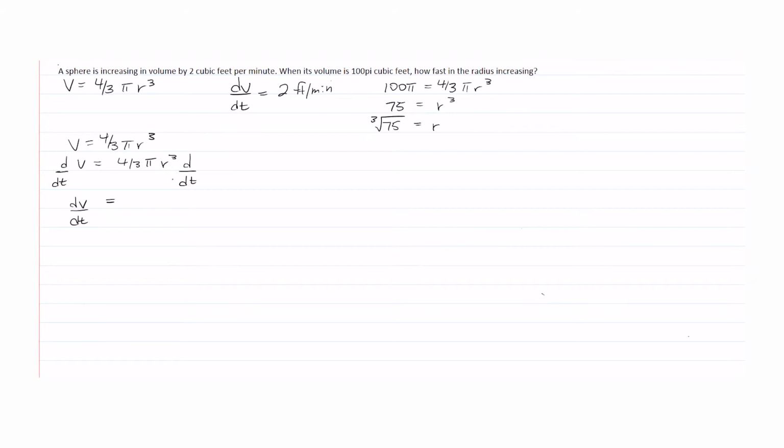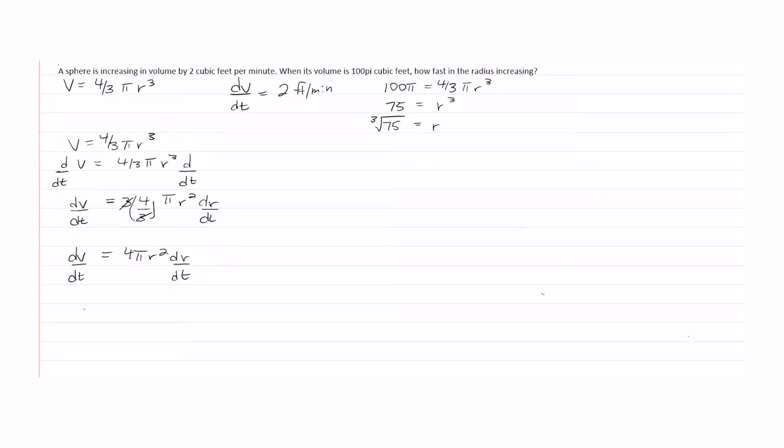So we're going to use our general power rule. We're going to pull down our 3. So we have 3 times 4/3 pi r squared dr/dt. So those 3's end up canceling out. So we have dV/dt is equal to 4 pi r squared dr/dt. So like we said before, we already know what our dV/dt is.